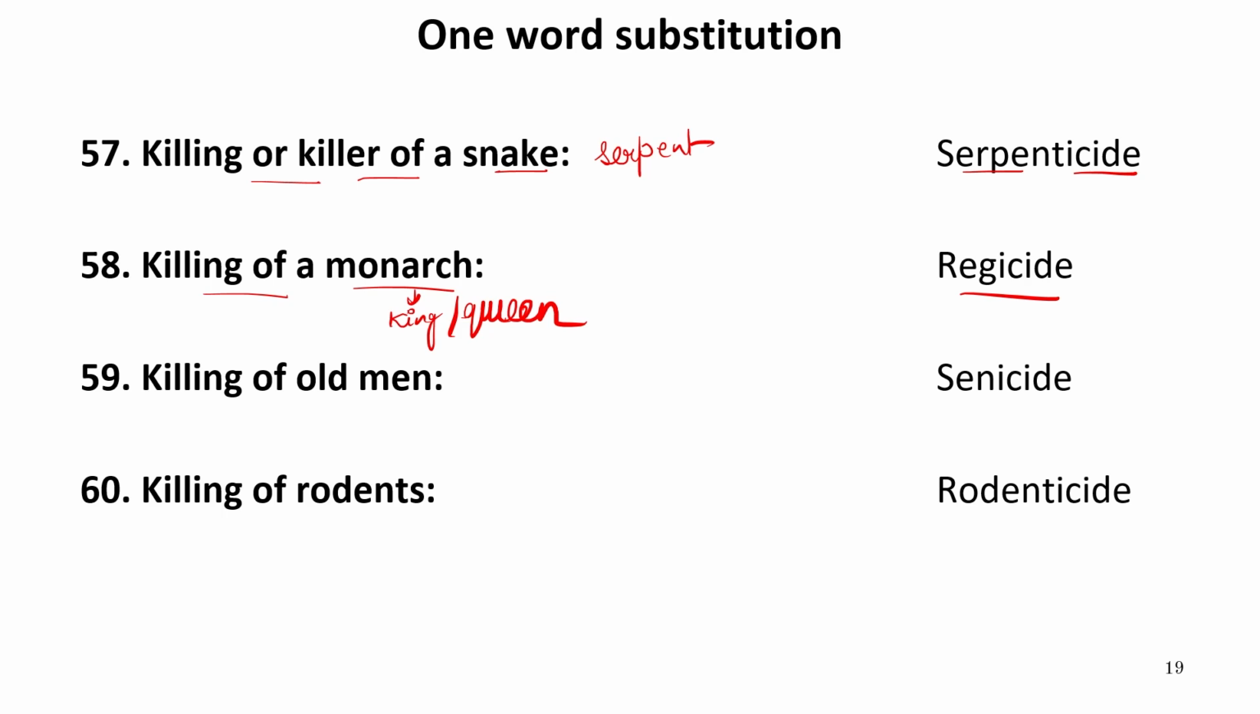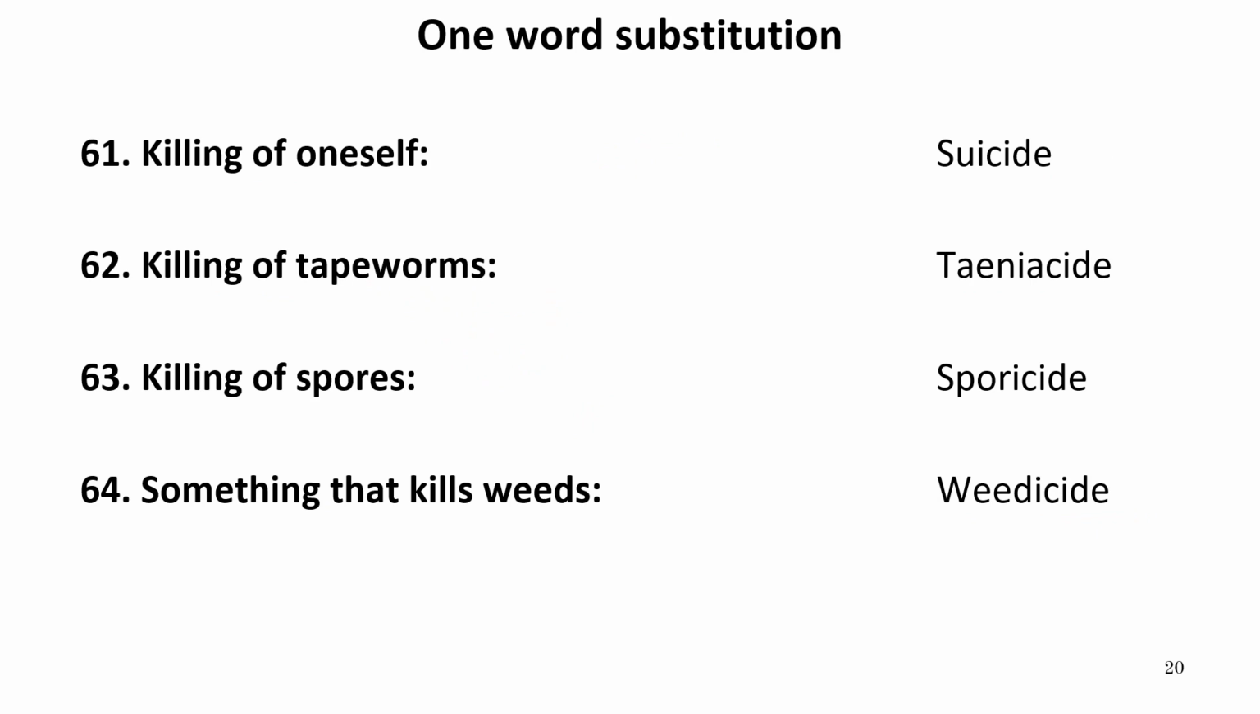Killing of old men, or we can say killing of elderly. So this is known as sanicide. Killing of rodents. Now rodents are a kind of animals, like rats, squirrels, etc. So that is known as rodenticide. Now let us move to the next one. Killing of oneself. We have already read such word that is suicide, and if anyone just pretends, so that is known as parricide.